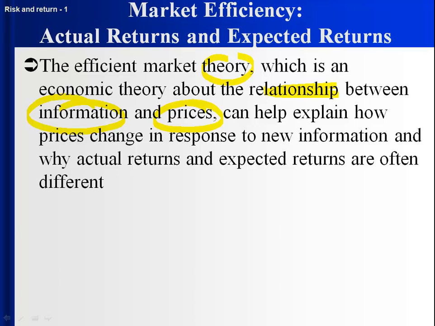explain how, when new information is announced, as new information is revealed, it tells us how prices change and can get at the question of why actual returns and expected returns are often different. We've talked about unexpected surprises. This is a theory that helps identify and define how unexpected surprises would actually be expected to influence returns, such that there could be an unexpected surprise, and whether we'd expect that to help to influence returns to be particularly high or particularly low.